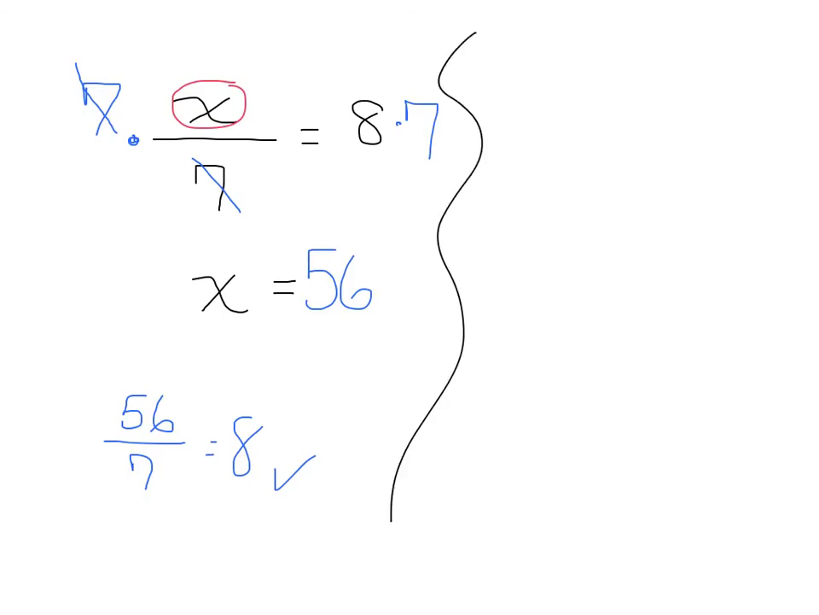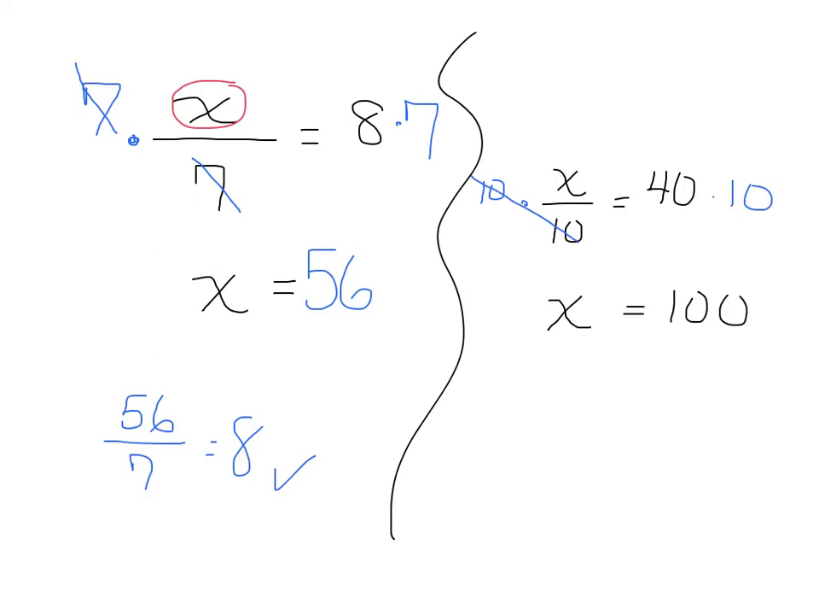One more quick example. X over 10 is equal to 40. Since x is being divided by 10, I'm going to multiply by 10 on both sides. 10's cancel, leaving me with x equals 40 times 10, which is 100.